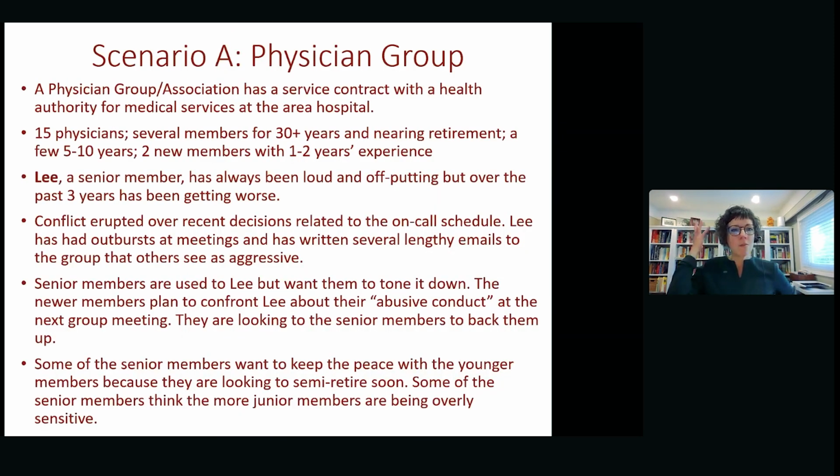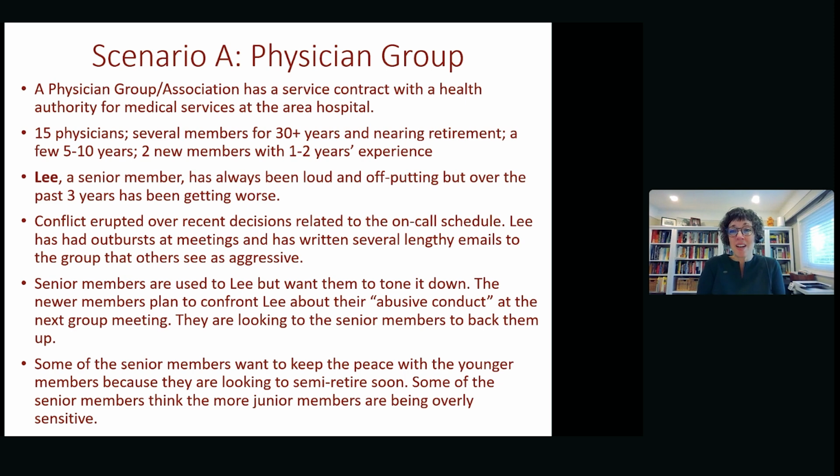So we're going to explore those concepts by thinking about them through a scenario. The first scenario takes place within a physician group or association. And this association has a service contract with a health authority for medical services at an area hospital. Let's say there are about 15 physicians in this group. I know that some of these groups are loosely connected, and others actually have formal associations and formal boards and that kind of thing. But let's imagine that there are 15 physicians who are part of this group.